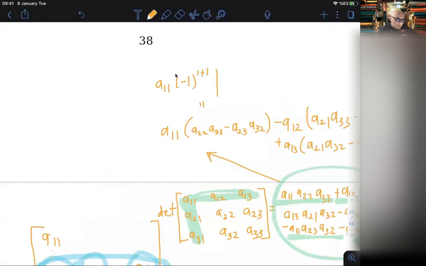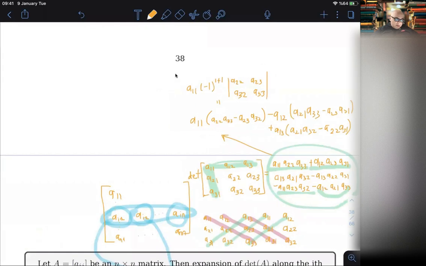So this is the determinant of A22, A23, A32, A33. And let's look at the second one. What is the second one? The second one, I will write it with a plus sign, A12, and what is this? Minus 1 to the power 1 plus 2.